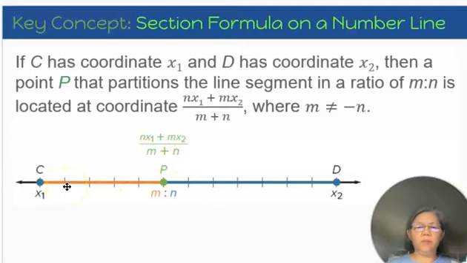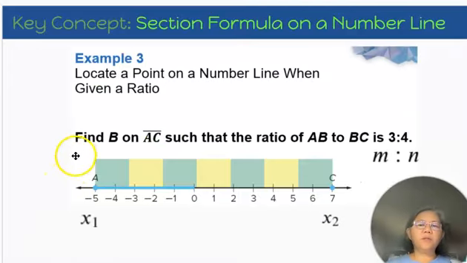So let's try to use an example this time. This is the formula that we use for finding that point on a number line using the section formula. Let's try to find point B on line segment AC such that the ratio of AB to BC is 3:4. So AB to BC is 3:4, which will represent your m is to n. Your A will represent your x1. Your C will represent your x2.